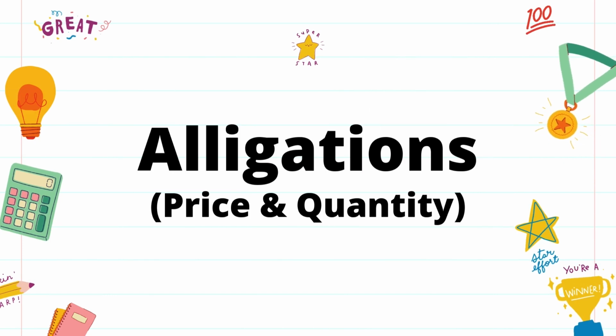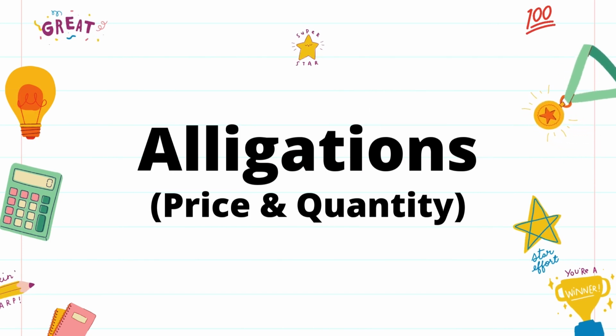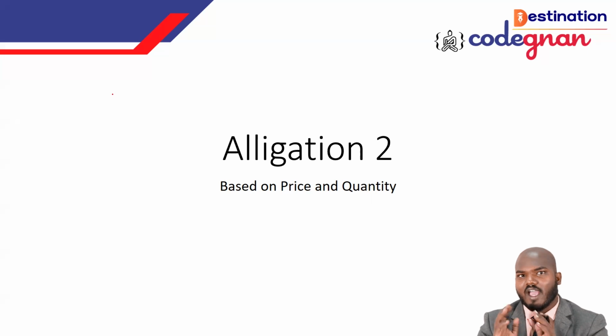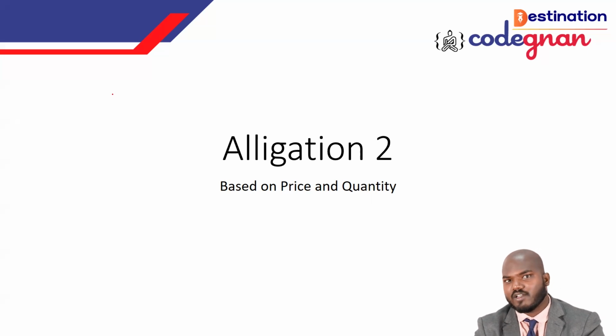So guys, in the last class we learned about alligation, the mixture basics. You have learned almost all the shortcuts with respect to that. We just want to learn one more subtopic, that is called price and quantity. So today we have the topic called price and quantity.